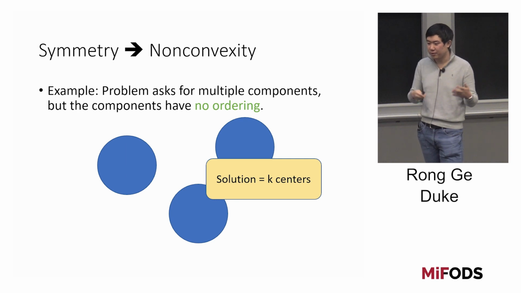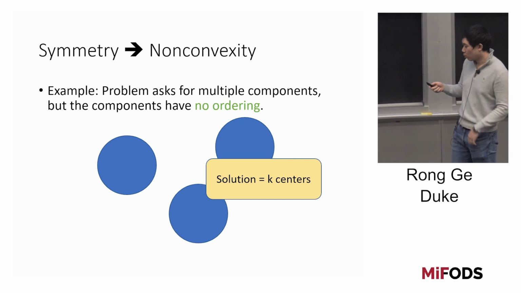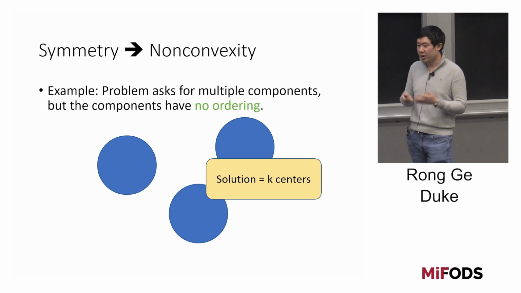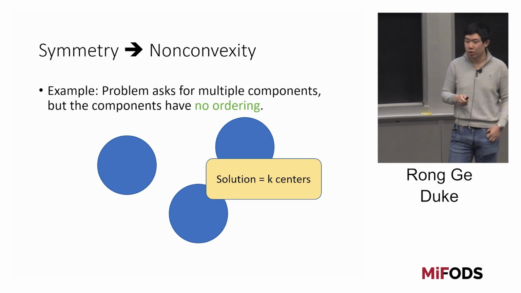And this kind of symmetry actually happens very often in machine learning. For example, if you are training a neural network, then for any hidden layer, you can always permute the different nodes in your hidden layer. That will result in different weight matrices, but that will give you a network that computes exactly the same function. So why do you get non-convexity if you have symmetry in your problem?